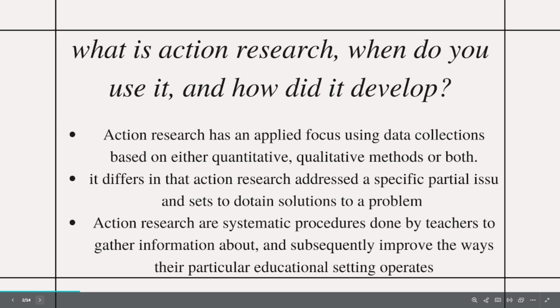Action research comprises systematic procedures done by teachers to gather information about, and subsequently improve, the ways their particular educational setting operates. It means that action research is defined as a type of systematic inquiry carried out by teachers or professionals within their own educational or work setting, with the goal of improving practices, solving specific problems, or promoting change.